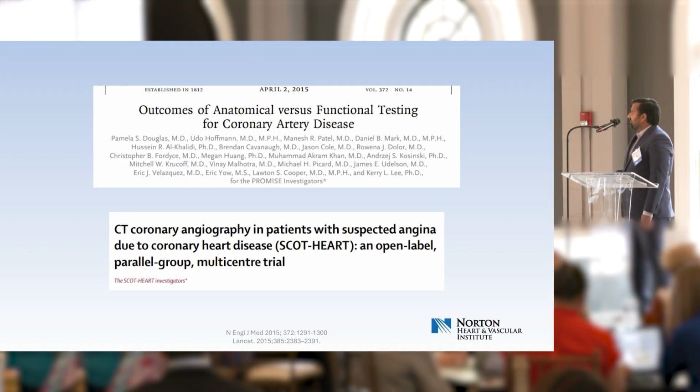The SCOT-HEART trial similarly also looked at standard of care versus standard of care plus coronary CT. The standard of care group primarily got exercise treadmill stress. The big difference in this trial is when they followed patients long term, they found that the risk of death from MI was significantly lower in the patients who had coronary CT.